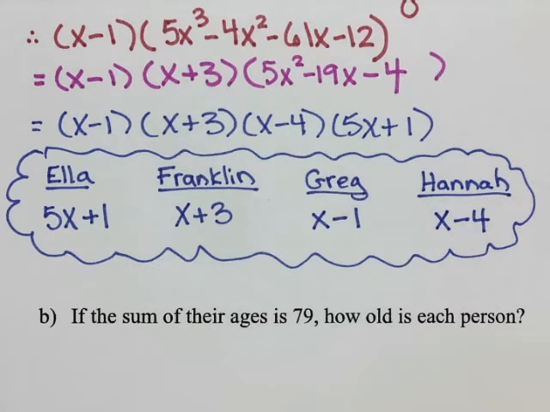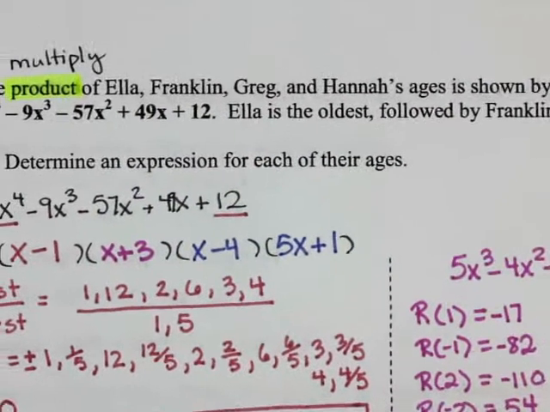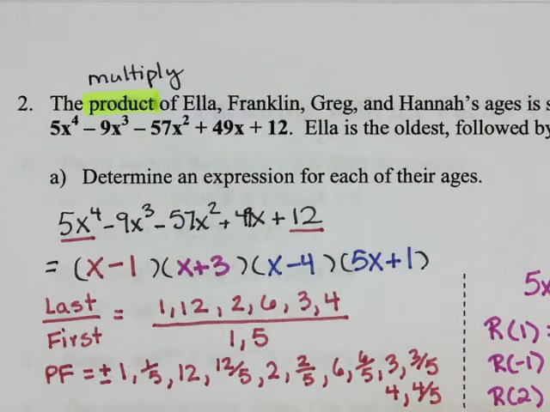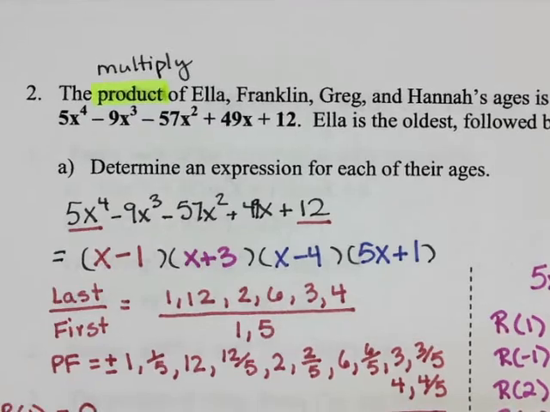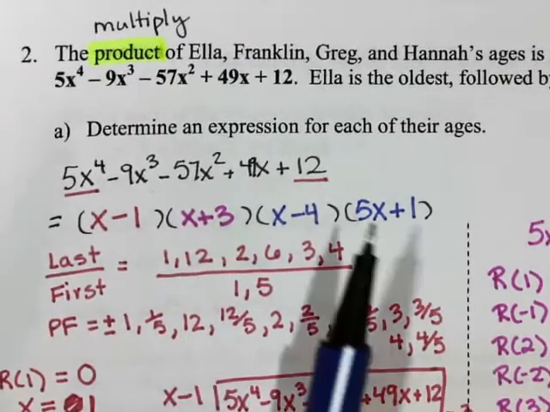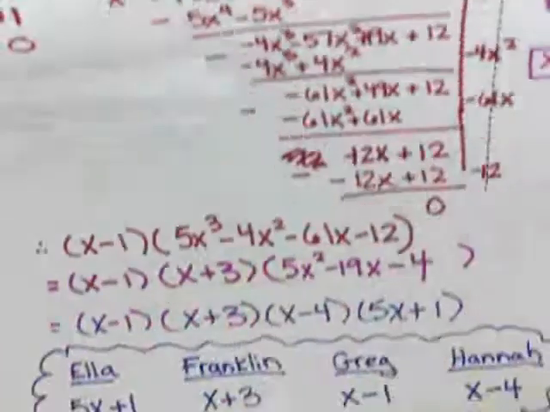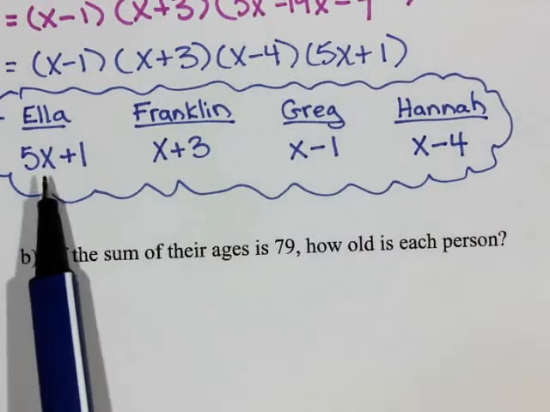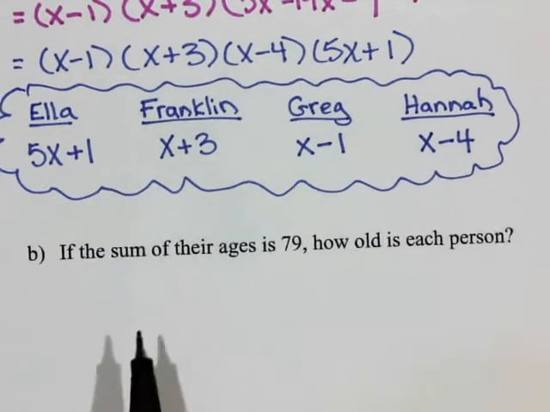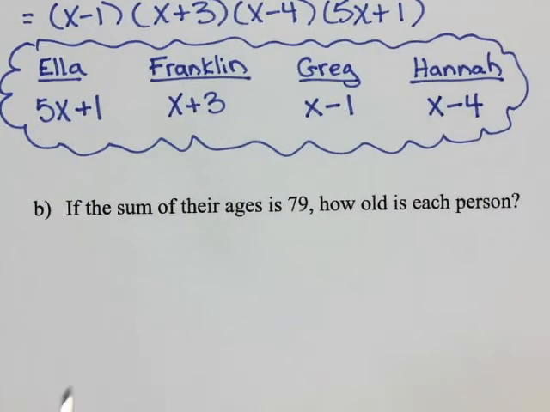All right, this is part 3 of our video on the application question from our lesson on the factor theorem, or factor theorem again. I can't remember what it was called. So we took our expression, we factored it, and we assigned an expression to each person. And we were about to start part B. So part B says, if the sum of their ages is 79, how old is each person?